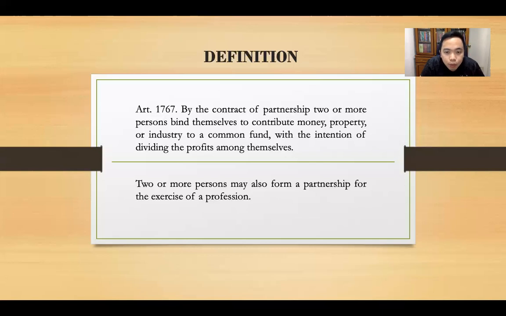What do we mean by professional partnership? These are persons who are qualified to perform a certain profession and that they have formed a partnership in order for them to what?